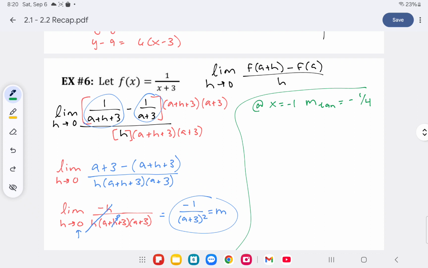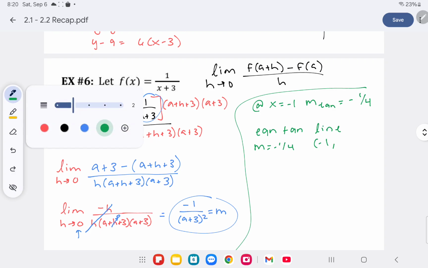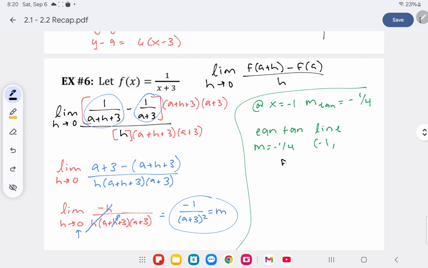And then it says write an equation of the tangent line to that curve. So 2 things we need to write an equation of a tangent line. We need the slope, which we just found. It's -1/4. And we need the point. Well, we know the x value is -1. To find the y value, we need to plug that into f of x. So plugging in -1 into f of x, we end up getting 1/2. So with the slope and the point, we can write our equation, y minus 1/2 equals -1/4 x plus 1. That's our slope of the tangent line.